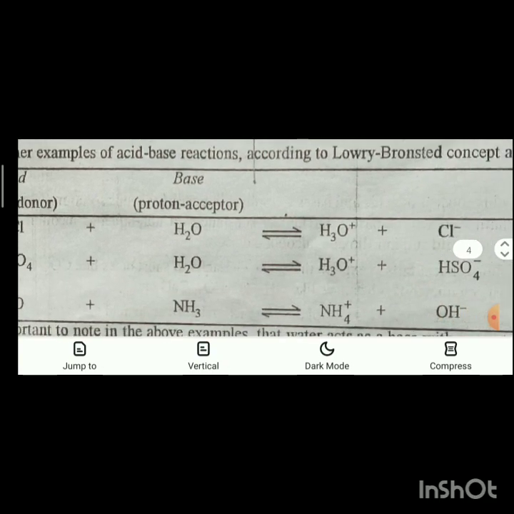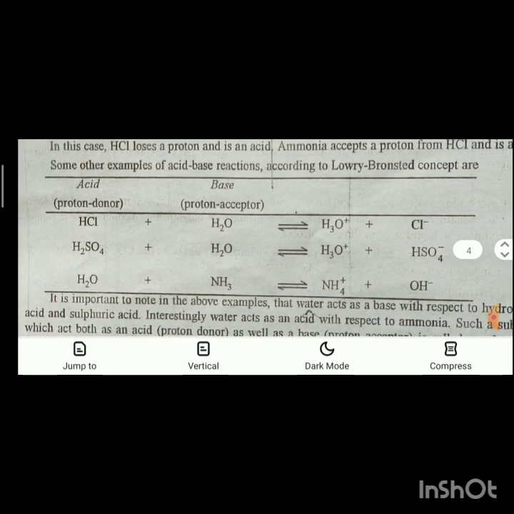Some other examples of acid-base reactions according to the Lowry-Bronsted concept are HCl plus H2O in equilibrium with H3O+ plus Cl-. Acids are proton donors and bases are proton acceptors. H2SO4 plus H2O is in equilibrium with H3O+ plus HSO4-. H2O plus NH3 is in equilibrium with NH4+ plus OH-.